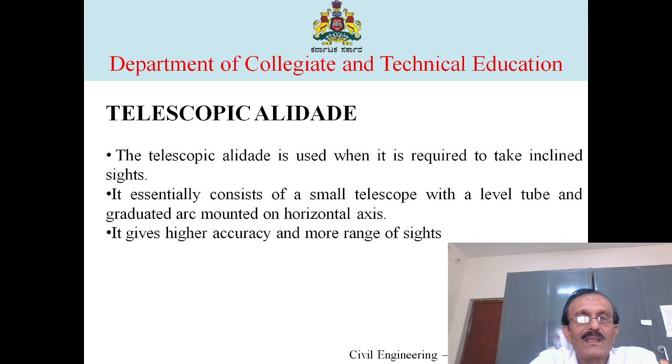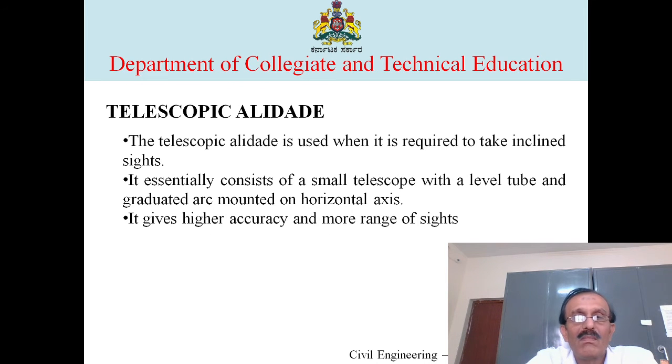Another important one is the telescopic alidade. The telescopic alidade is used when it is required to take inclined sights. It essentially consists of a small telescope with a level tube and a graduated arc mounted on a horizontal axis. It gives higher accuracy and more range of sights. Whenever the objects are too far, we will be using the telescopic alidade to sight or focus the objects.